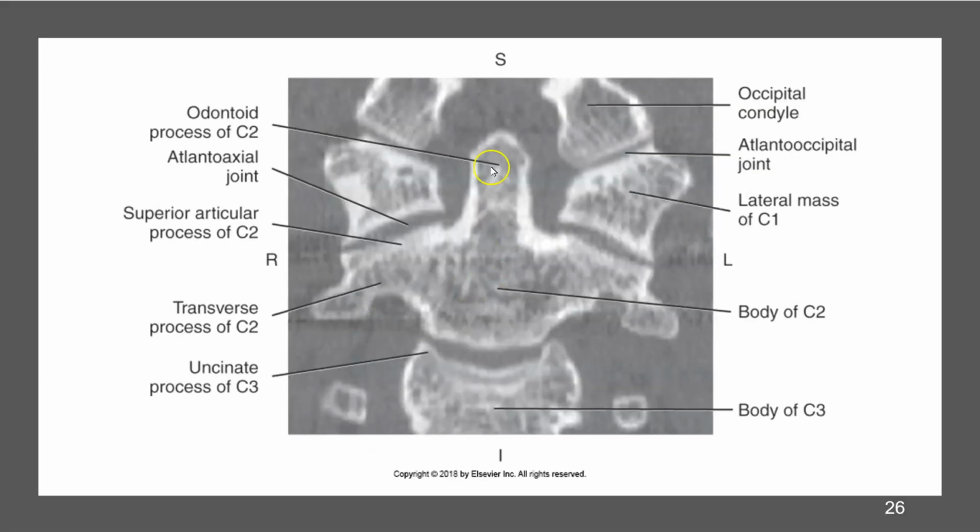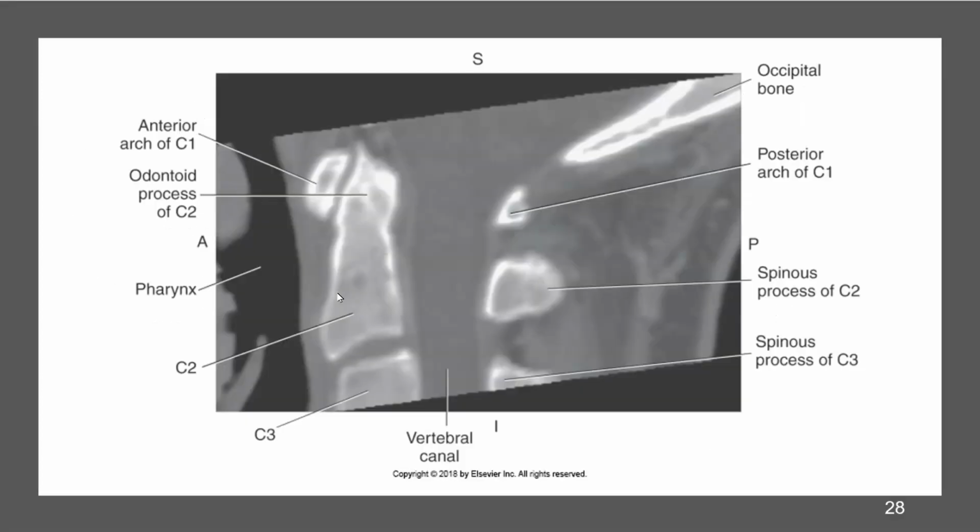So if we slice through, this is a CT, it's being reformatted into the coronal plane. We have the occipital condyle. Here's your odontoid or your dens. Here's your lateral mass of C1, and this is the body of C2. Uncinate process of C3, and your transverse of C2. And we're going to go midline.